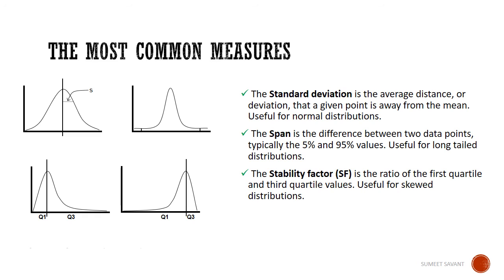The stability factor is a ratio of the first quartile and the third quartile values. It's useful for skewed distributions.